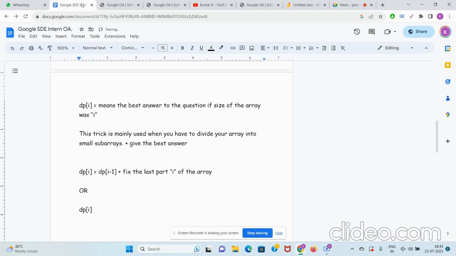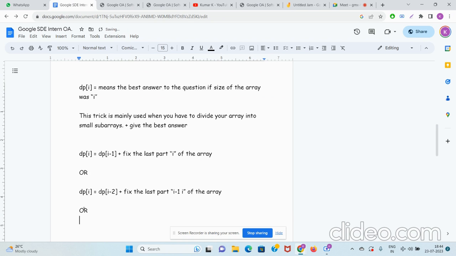dp of i equals dp of i minus 2 plus fix the last part. Now there are two parts, i minus 1 and i. You fix these two parts of the array, and the rest of the partition, the best answer you already know, which is dp of i minus 2. So dp of i will be nothing but dp of i minus 2 plus fix the last part, i minus 1 and i of the array.